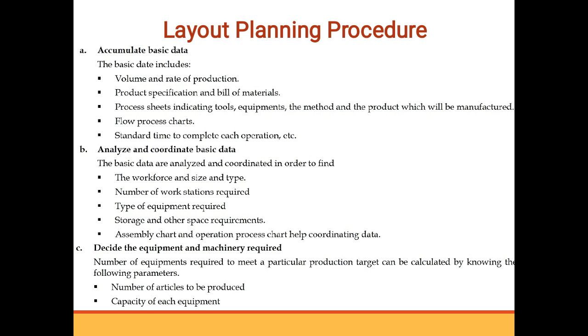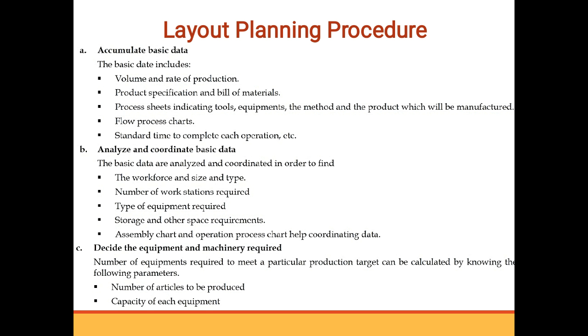So here is a layout planning procedure. There are many steps in the layout planning procedure, so we can go through this procedure now. The first step in layout planning is the collection of basic data. Basic data is related to the quantity to be produced and its rate of production, then the product specifications, bill of materials, tool requirements, equipment needed, the process flow charts, then the standard time of each operation. All these details should be collected.